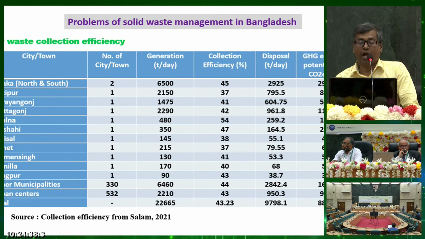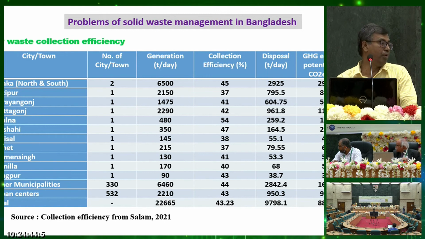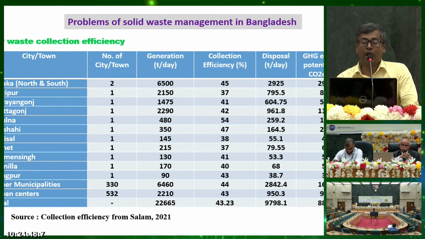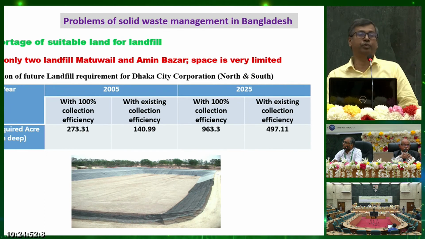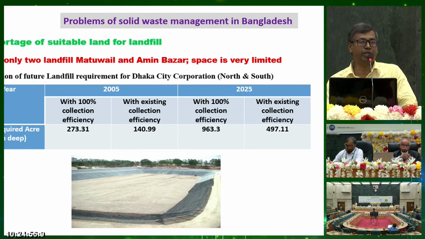8,813 tons of carbon dioxide equivalent per day are generated from these solid wastes. So, for the global warming aspect, we have to minimize the solid waste disposal problem and convert the waste to resources: compost, biogas and others. And the fourth problem is shortage of suitable land for landfill. You know, in Dhaka city there is a shortage of high land for landfill.